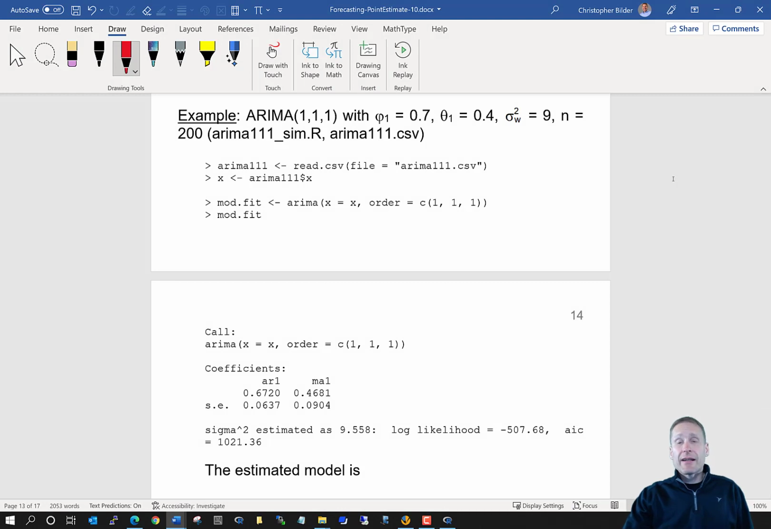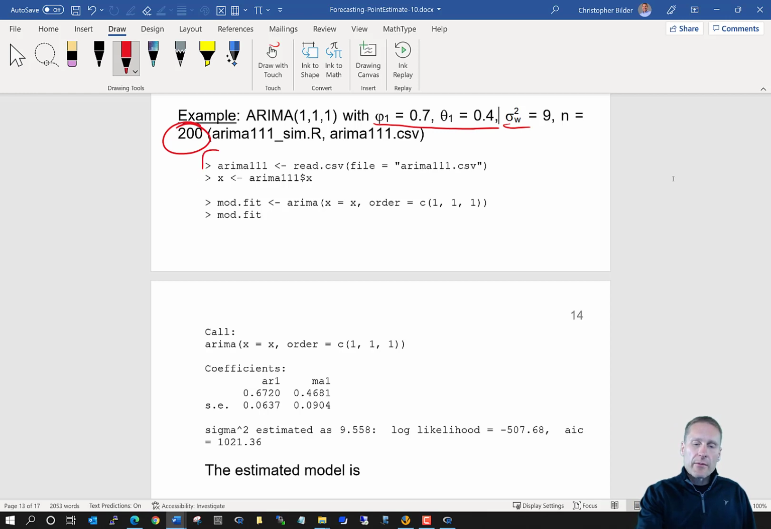Let's look at a second example in R. This deals now with the ARIMA(1,1,1) model that we've seen previously. Just as a reminder, here's what phi 1, theta 1, and sigma hat squared were. And in this particular case, note that we have a sample size of 200.